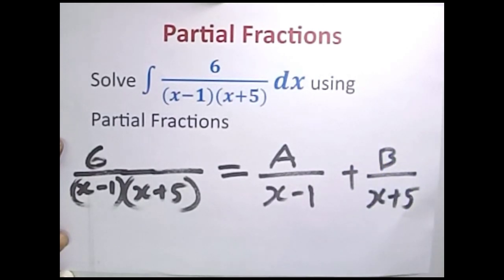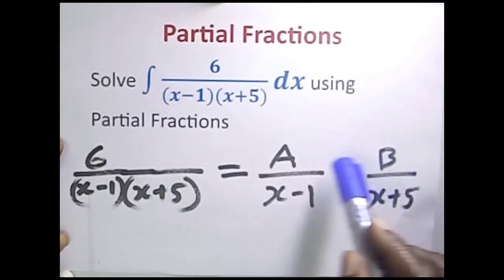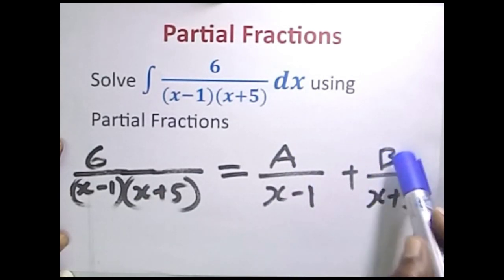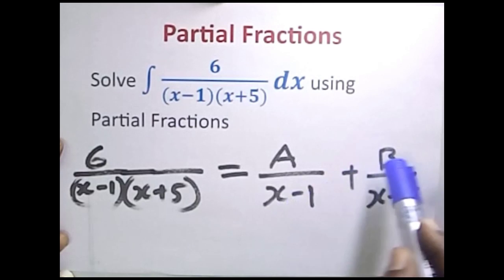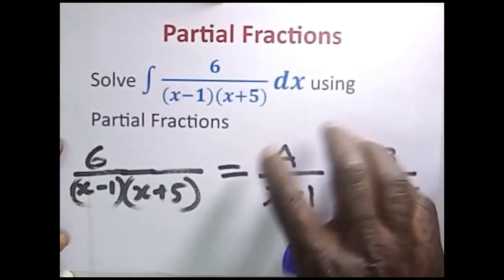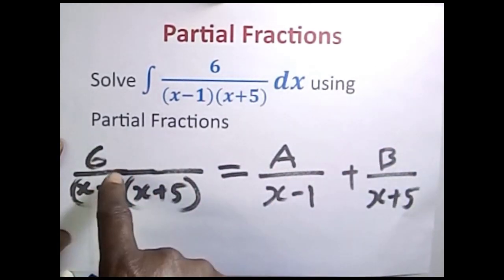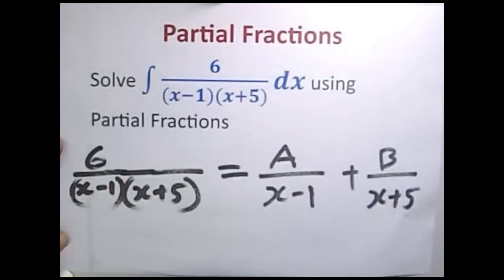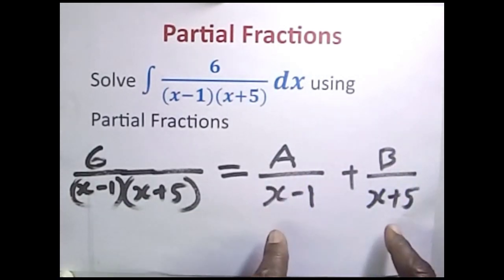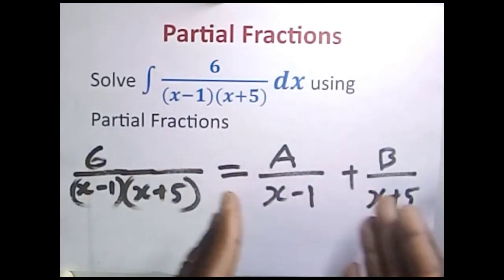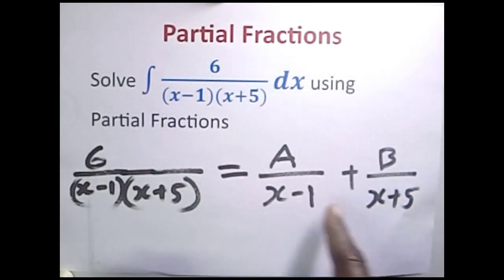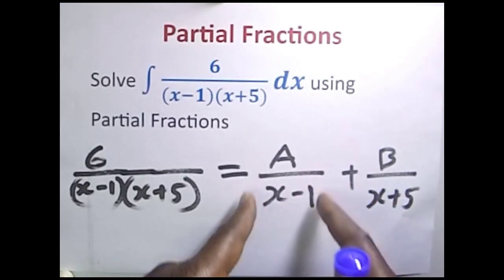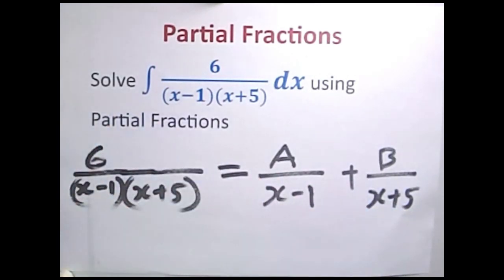That's the goal. We want to look for the values of a and b. If we're able to get the values of a and b, if we now combine these two fractions together, they will give us this other fraction. And if you take a look very well, these two fractions that we're trying to get out of this bigger fraction are fractions with unlike denominators. Did you notice that? This is x minus 1, this is x plus 5. They are unlike denominators.